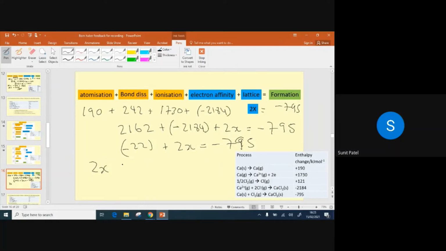And that's going to be equal to minus 795, added to minus 22. Once you do this and put it into your calculator, 2x is going to be equal to minus 773, but that's a 2x, and we just want x on its own, so we're going to divide this number by 2, and the total value then is minus 86.5 kilojoules per mole. There's your answer for electron affinity for this question.